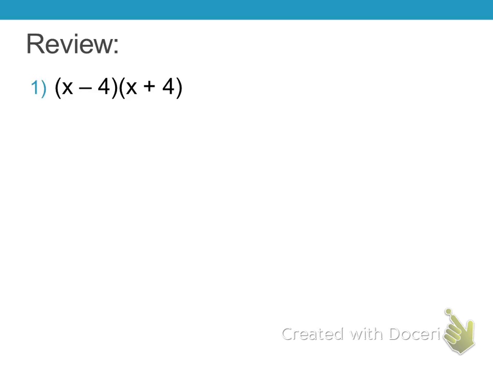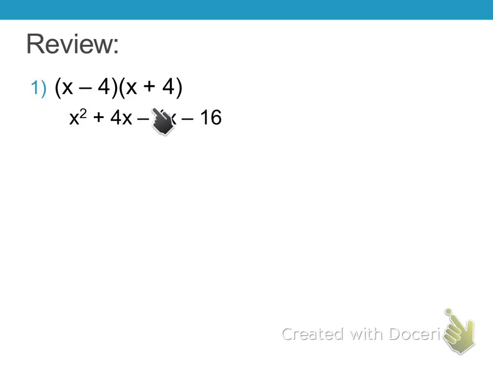So we take the first x, the first term in the first set of parentheses, and we multiply it by both terms in the second set of parentheses. So we do x times x, then we do x times the positive 4. Then we distribute the negative 4. So negative 4 times x and negative 4 times 4. That gives us these 4 terms.